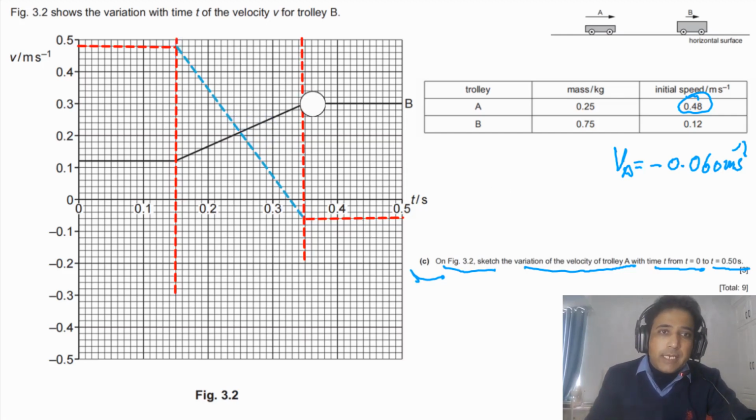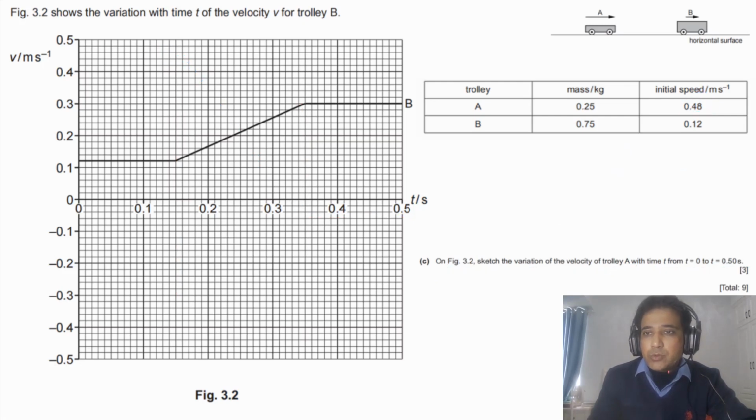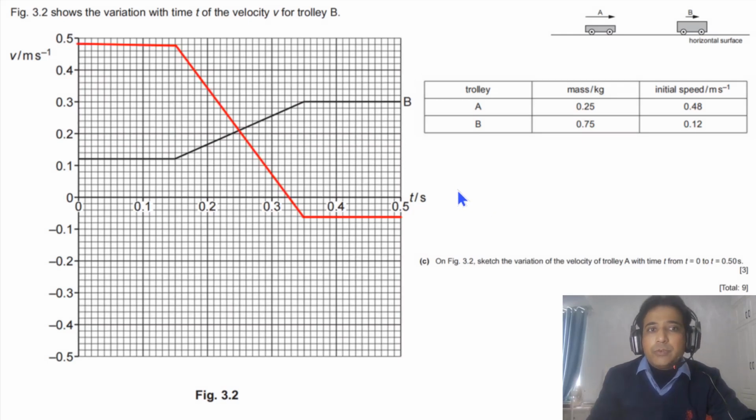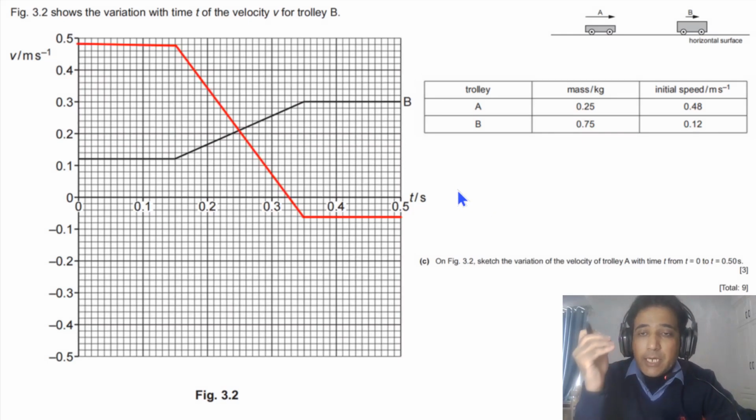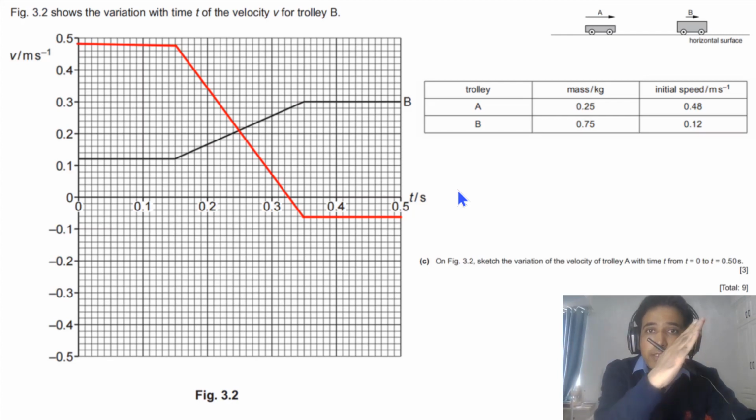Now let me clear the extra lines. So these lines we can simply clear. You don't need these vertical lines. So the final answer you can simply draw like this. Let me show you how you can sketch the final. So simply you can draw a line like this. I hope this is clear to you, and you also understand why it has to be a line with constant negative gradient, because acceleration is constant, because the resultant force on the trolley is constant.